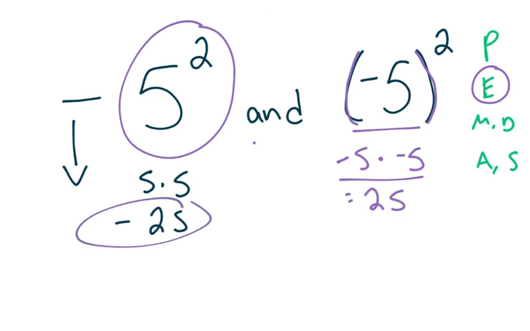So do you see how these are totally different numbers? The one on the right with parentheses gave me a 25. The one on the left gave me a -25. So you really have to pay attention to your signs. You have to pay attention to your parentheses. And if you're using a calculator, make sure that you type in your exponential expression exactly as it's written. If there's parentheses, use them. If there's not, don't put them.